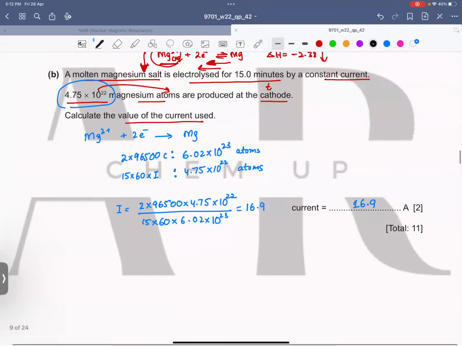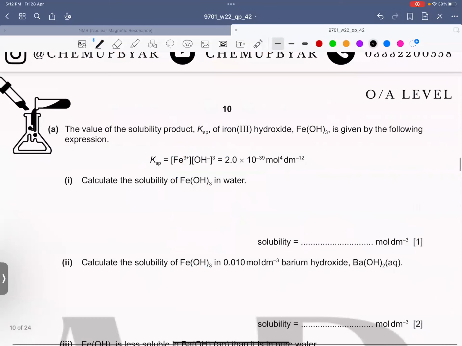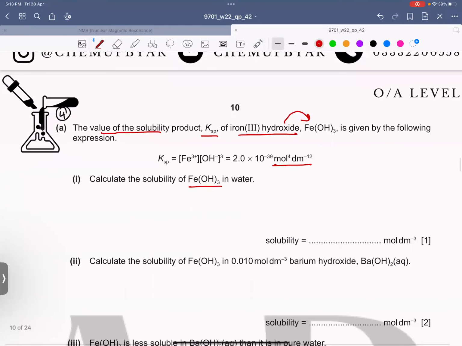Okay. Now, we have ended question number 3. Now we are going to start with question number 4. Here, the value of the solubility product Ksp of iron 3 hydroxide is given by the following expression. And here they have given us the Ksp value as well, and they are asking you to calculate the solubility. So how could you find the solubility?